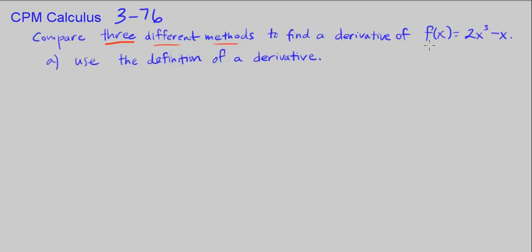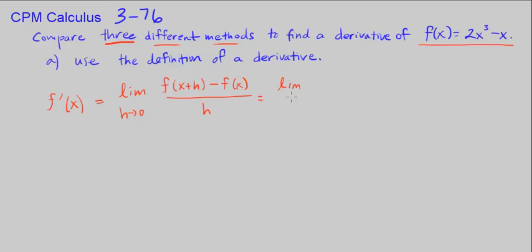So if we're given f of x is equal to this, we know that the definition of the derivative, or the slope function, right? Let's use the derivative f prime of x is equal to the limit as h approaches 0 of f of x plus h minus f of x divided by h, right? So let's plug that in. So we have limit as h goes to 0.